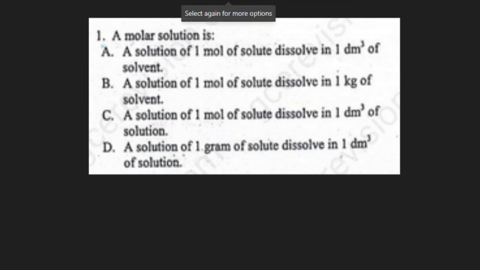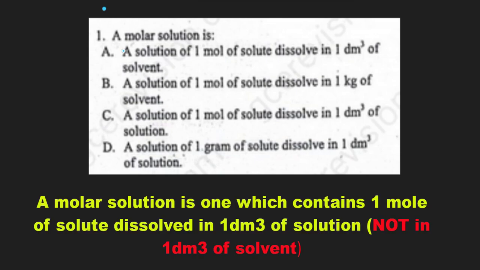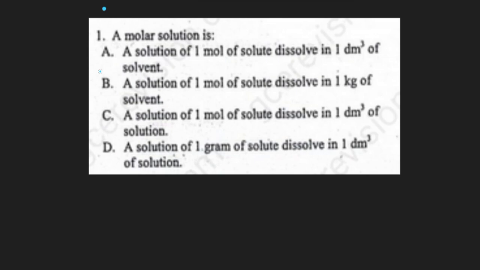Question number 1. A molar solution is... So what's a molar solution? This is one which contains 1 mole of solute dissolved in 1 dm³ of solution. Option A says it is 1 mole of solute dissolved in 1 dm³ of solvent. It's not solvent, but it is in solution, 1 dm³ of solution.